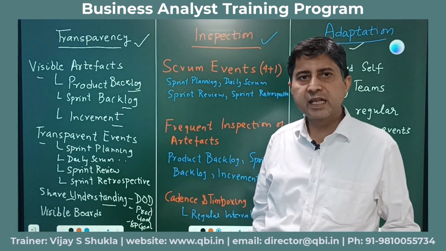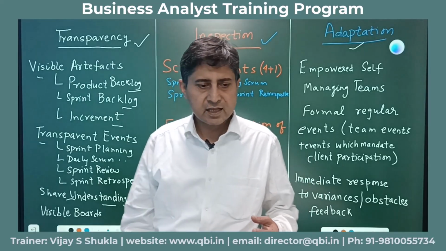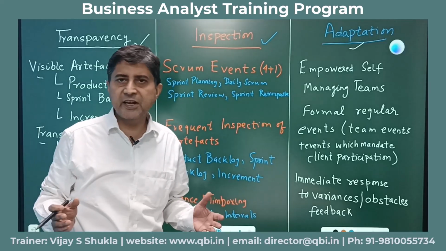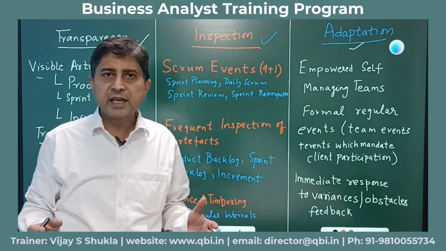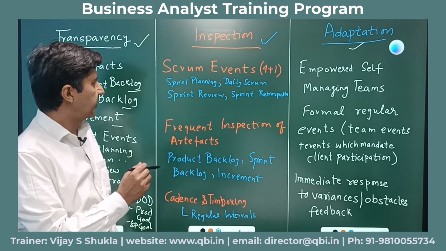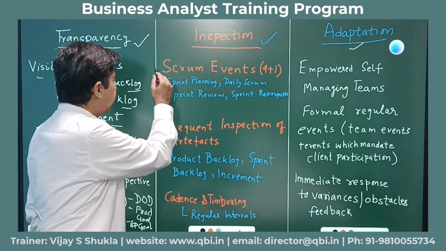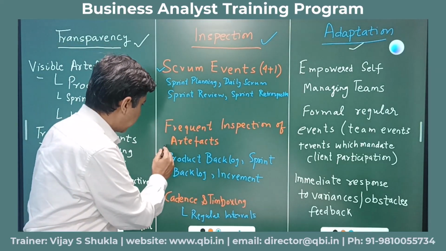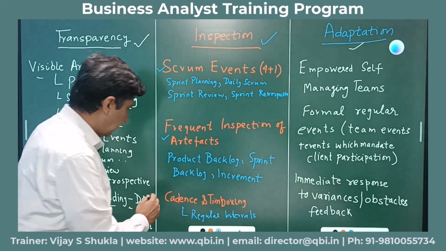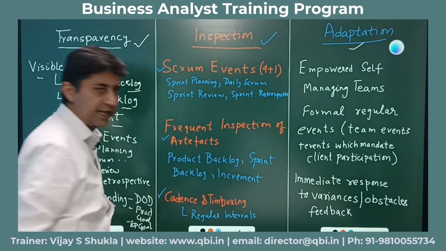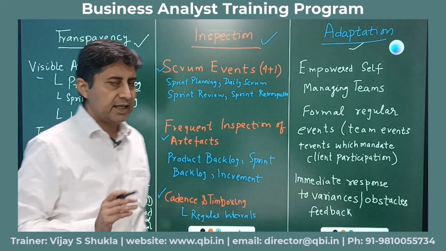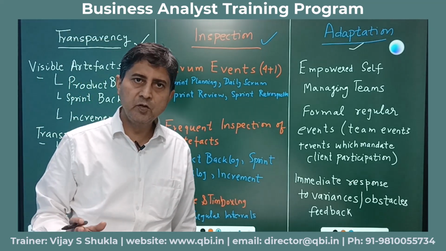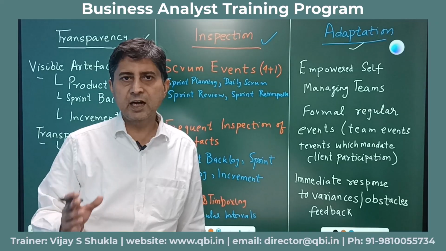Now we move toward the second tenet of Scrum, which is inspection. So how do we achieve inspection while we work on a Scrum project? Inspection is ensured via Scrum events. There are 4+1 Scrum events, frequent inspection of artifacts, and then there is a concept of cadence and time boxing. So in Scrum, there are 5 events: sprint planning, daily Scrum, sprint review, and sprint retrospective. So they count up to 4.